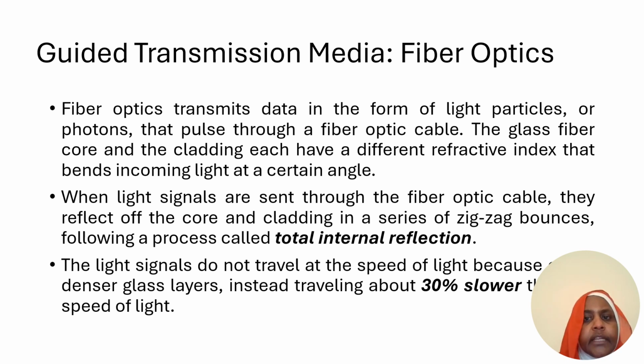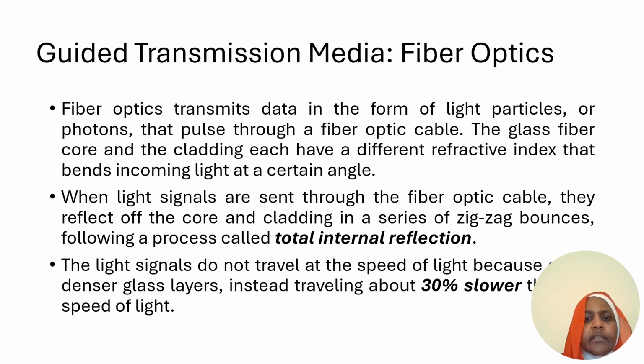Fiber optics transmit data in the form of light particles, or photons. They pulse through the fiber optic cable. The glass fiber and the cladding have different refraction indices. That means the light reflects differently from each one of them. This is very important because it is used to create a total internal reflection, which means to trap the light within the fiber.